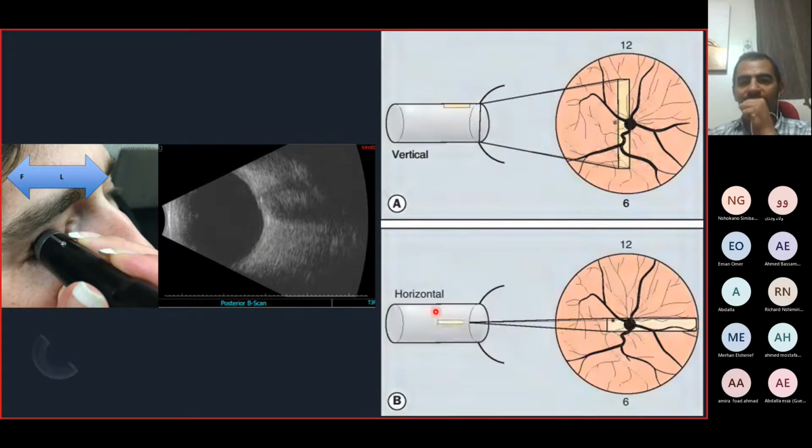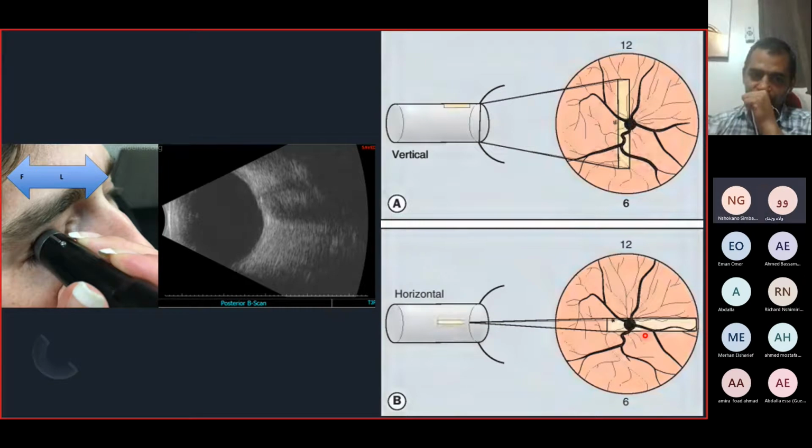Then I need to rotate the probe and bring the mark temporally or nasally. And at that time, I move the probe superiorly and inferiorly. And when there is the mass, this will be the width of the mass. This will be, for example, temporal, and this is nasal, and this is the width of the mass rather than the height of the mass. Did you get that idea? Yes, Professor.